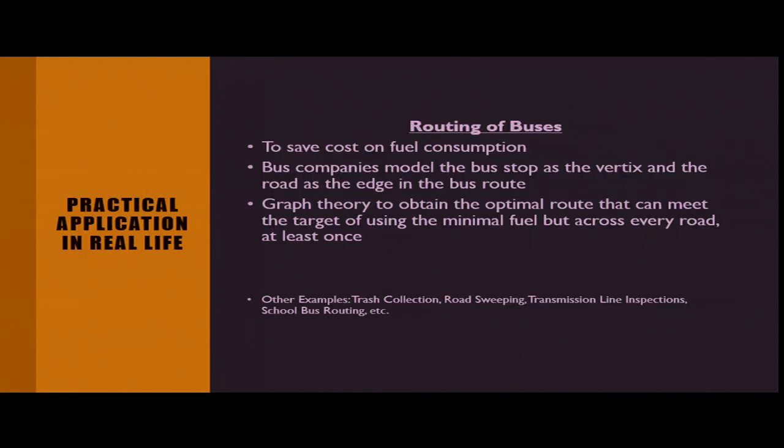Some practical applications of this algorithm in real life include the routing of bus services around the world. This helps bus companies save cost on fuel consumption. Bus companies model the bus stops as the vertices and the roads as the edges along the bus route. Graph theory then obtains the optimal route that uses minimal fuel but crosses every road and bus stop at least once. Other examples include trash collection, road sweeping, transmission line inspections, school bus routing, and so on.